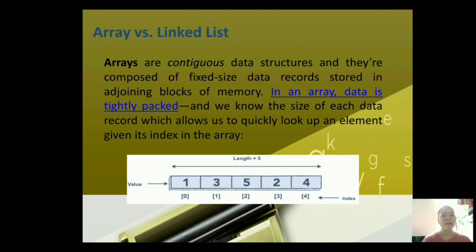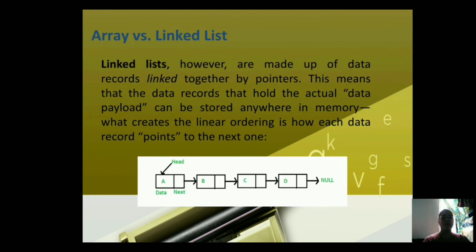So I have here a simple structure of an array. So indexing always starts from 0. Therefore, index 0 holds the value 1. Index 1 holds the value 3, and so on and so forth. So now let's go to linked list.